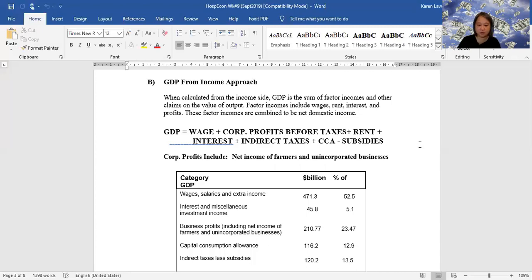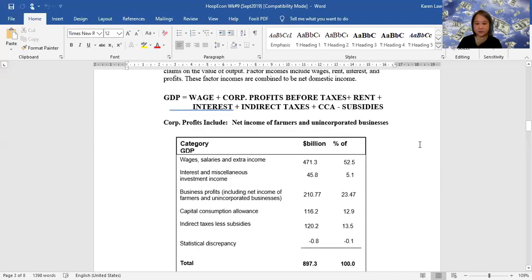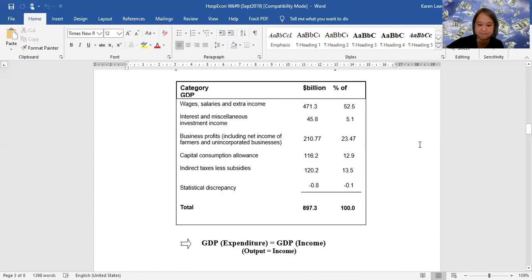CCA is called your capital cost allowance, and that is the same as depreciation in accounting. And we subtract subsidies, because subsidies are income that was never earned. It would be some monetary gift from a government agency. So once again, you add this all up and you're going to get a total, and that is how you calculate GDP from the income side. So here we have expenditure should equal our income, output should equal income.